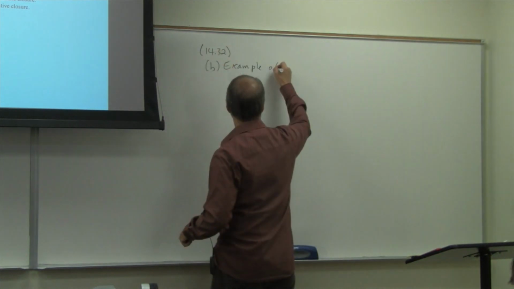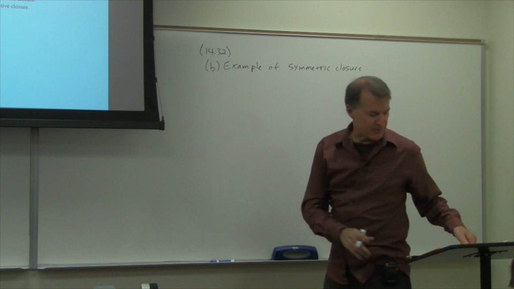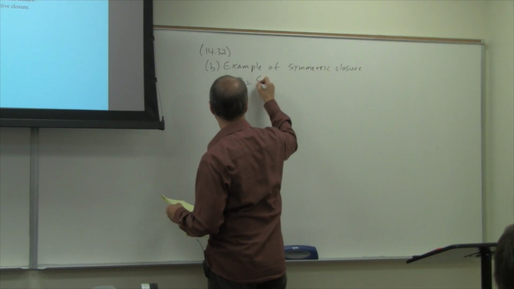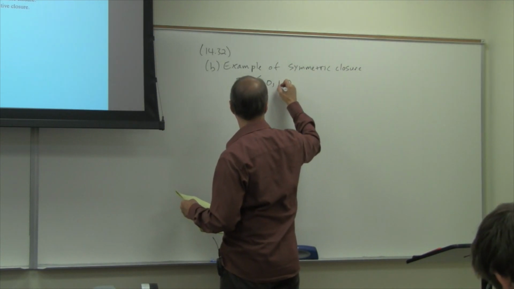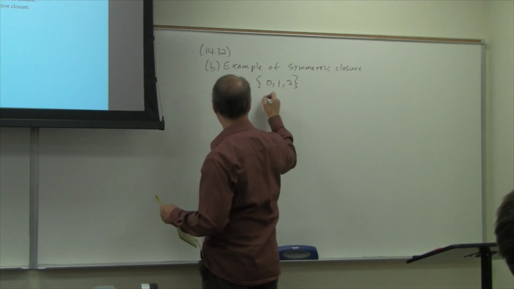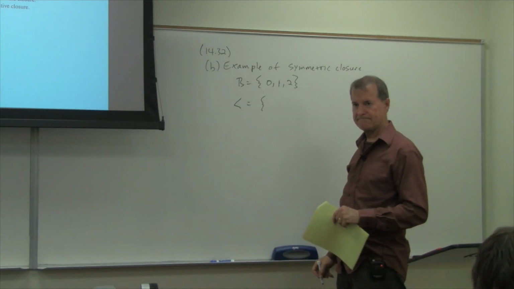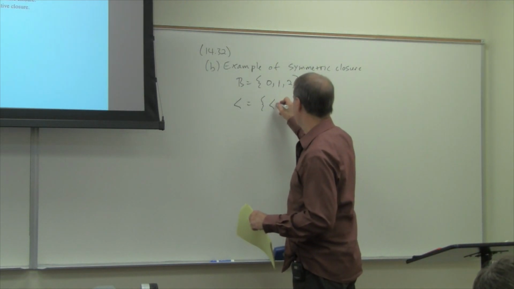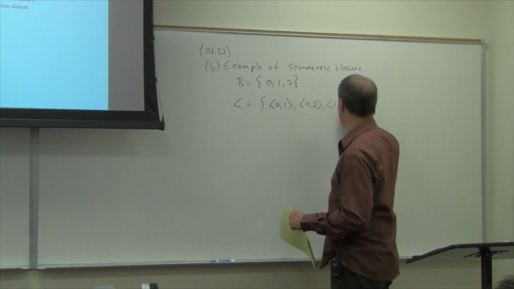That's better. Example of what is symmetric closure? Let me just make up a short example. Suppose that we have B, the set 0, 1, 2. Let's take a look at the less than relation. What's the less than relation over 0, 1, 2? 0, 1, 0, 2, 1, 2.